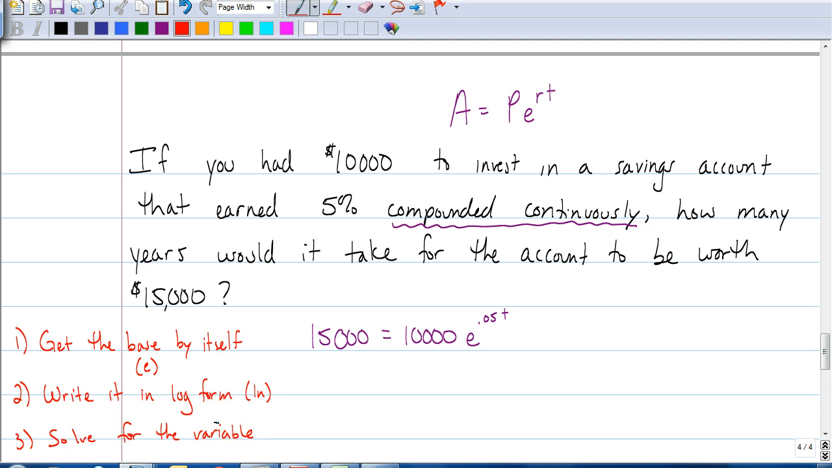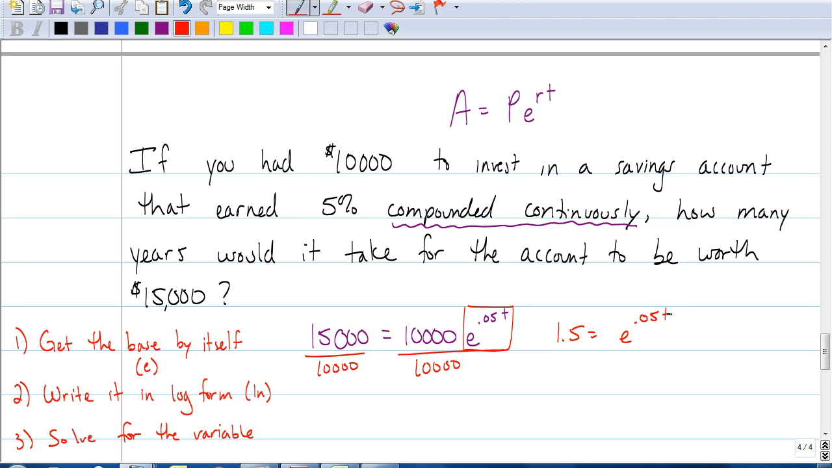So let's look at how we would apply those steps to this one. Again, we want to get this e by itself. So I'm going to divide both sides by 10,000. When we do that, we get 1.5 equals e to the 0.05t as your exponent.